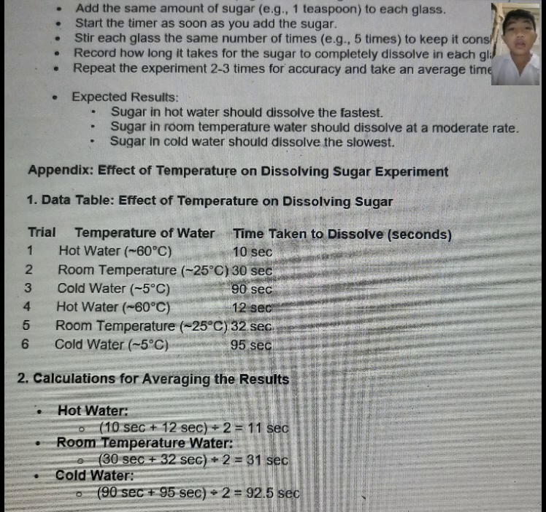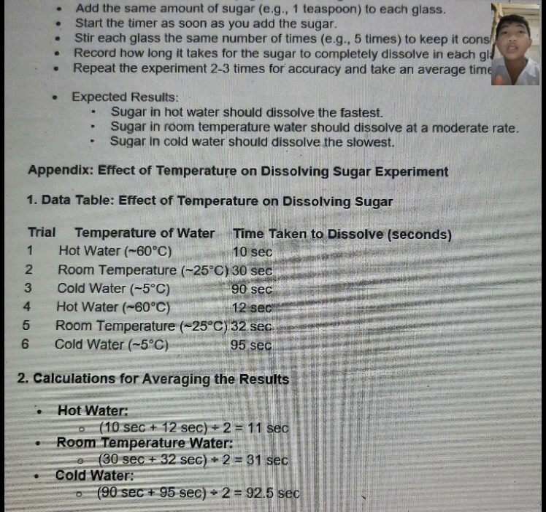Hot water, time taken to dissolve is 10 seconds, while room temperature, 25 degrees Celsius, takes 30 seconds. Cold water at 5 degrees Celsius, 90 seconds. Hot water at 60 degrees Celsius, 12 seconds. Room temperature at 25 degrees Celsius, 32 seconds. Cold water at 5 degrees Celsius, 95 seconds.